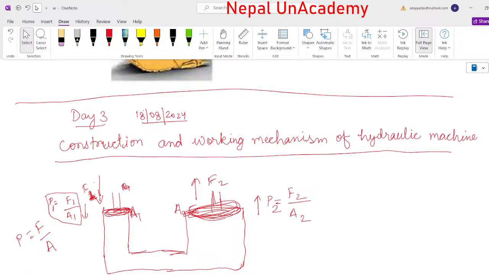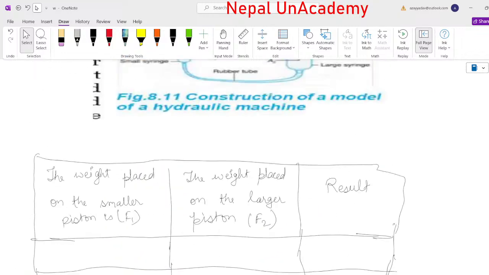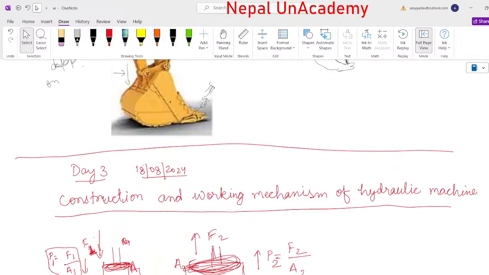So some of the examples are presented below. Let me paste the image now so it will be better to visualize.